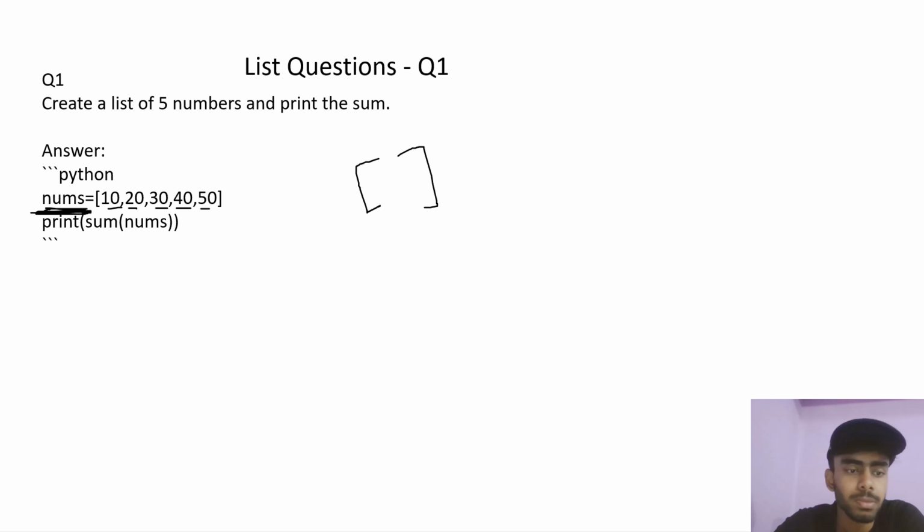Remember this one. For printing sum, write print sum of nums. This is a predefined function. If you are writing sum, then it automatically adds all the numbers from your list and gives the sum of those numbers. So remember this one. Sum is predefined. Always remember this one.